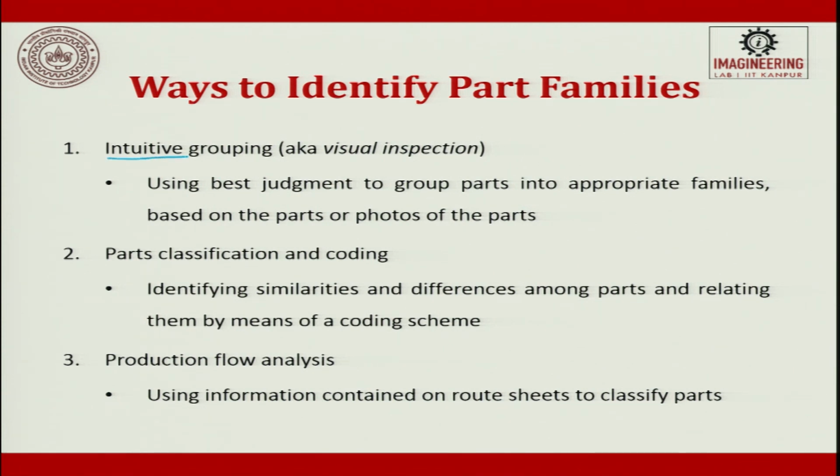First is intuitive grouping. Using best judgment to group parts into appropriate families based on the part or photo of the part. This is the first way of identifying a part family. The second way is part classification and coding. The third one is going to be production flow analysis.